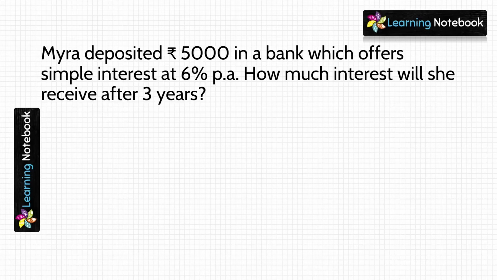So in this question, we are given the principal amount of rupees 5,000 which Myra has deposited in a bank. Then we are given the rate of interest as 6% per annum. And we have to calculate the interest which Myra will receive after 3 years. So time period is 3 years.